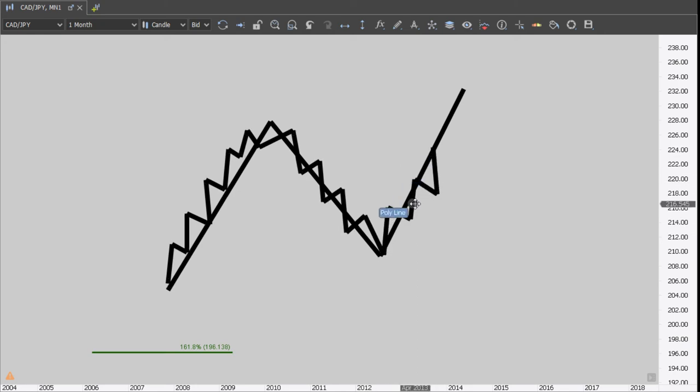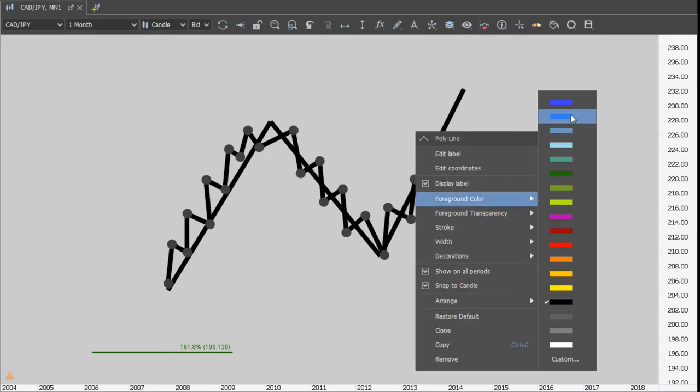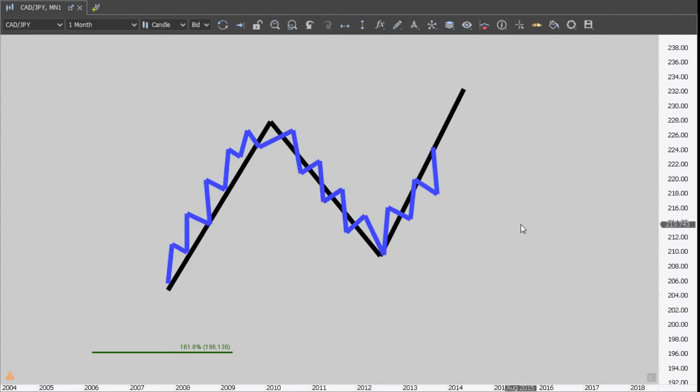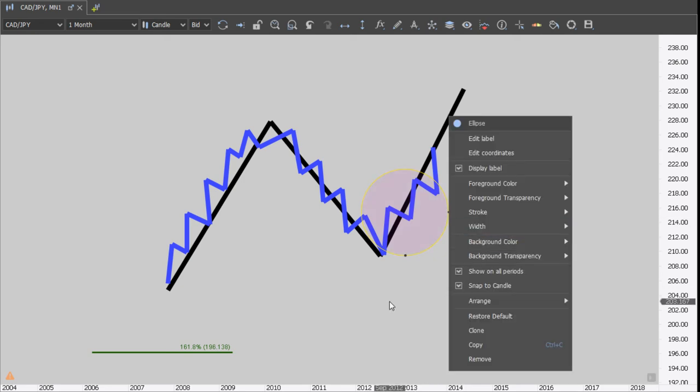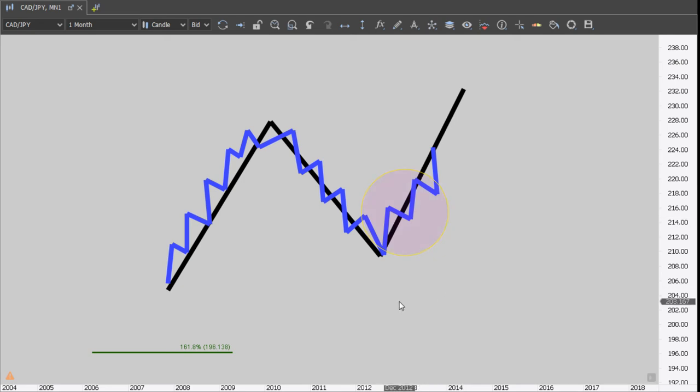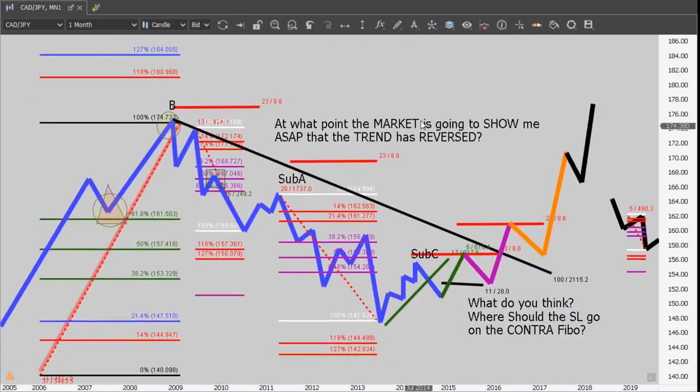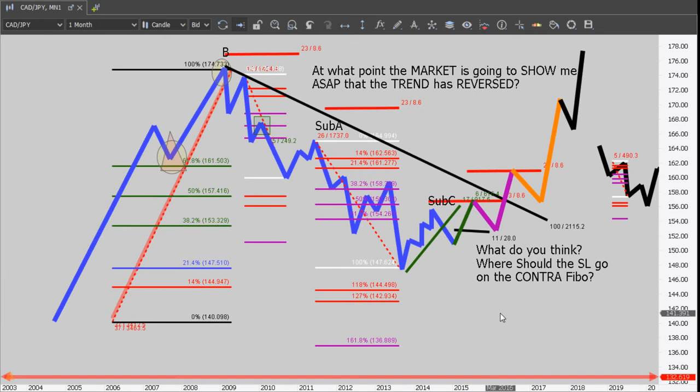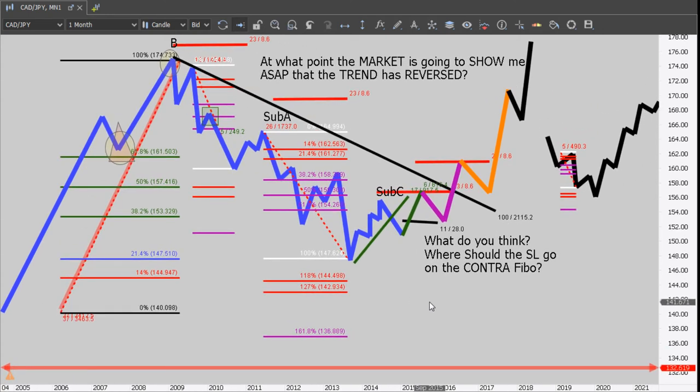Where, how are you going to see the change? This is structure and the short-term trend, everybody. So where is the market going to show you as soon as possible that we were wrong? It's here. So it's the pink line. Yes, Nawaf, congratulations to you too. The pink line.